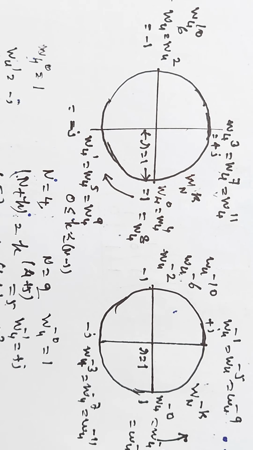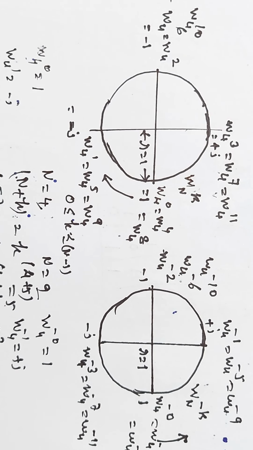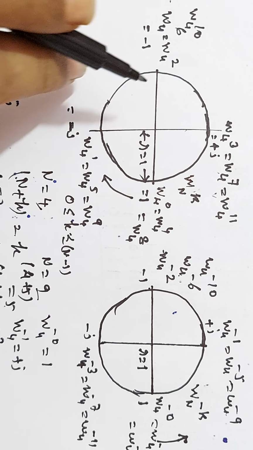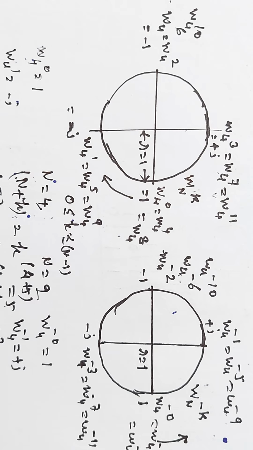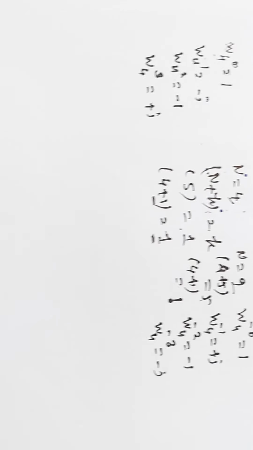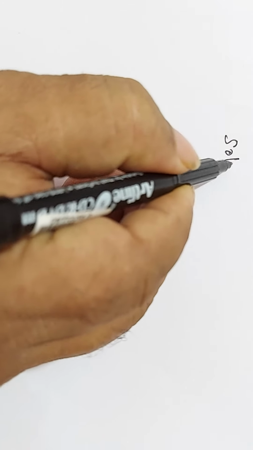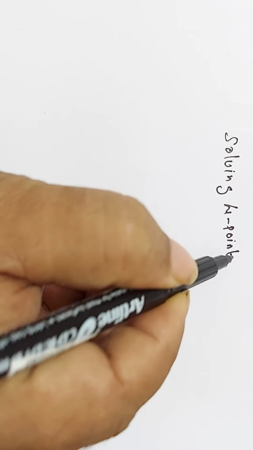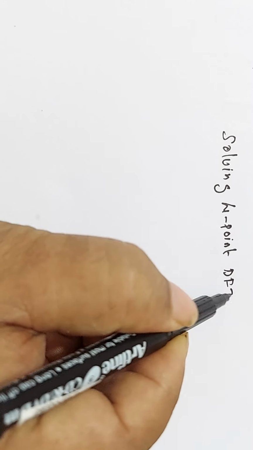Since Wn k is a periodic function, by knowing this, you can solve the 4-point DFT. Let us see how the 4-point DFTs can be solved. Solving 4-point DFT.